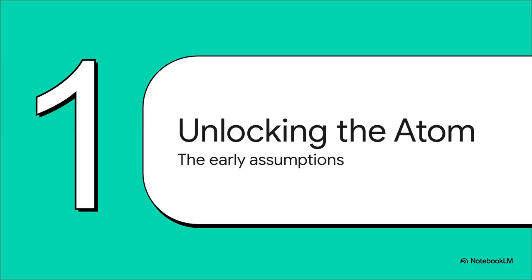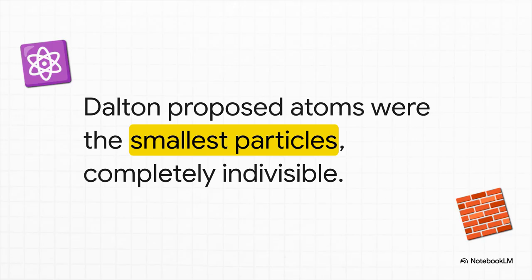Unlocking the atom. Now, for a really long time, the nature of matter was just this profound mystery. Back in the early 1800s, John Dalton proposed that atoms were literally the smallest possible pieces of matter. The idea was that the atom was completely indivisible, just this solid, unchangeable sphere that you couldn't break down any further. But, as you'll see, that simple assumption was about to be seriously challenged.